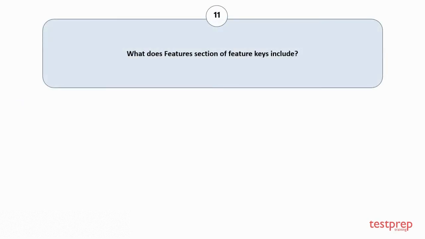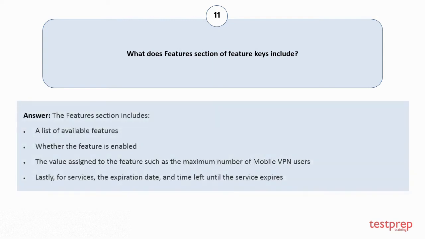Question number 11, what does features section of feature keys include? Your answer is: the features section includes 1. A list of available features. 2. Whether the feature is enabled. 3. The value assigned to the feature, such as the maximum number of mobile VPN users. 4. Lastly, for services, the expiration date, and time left until the service expires.